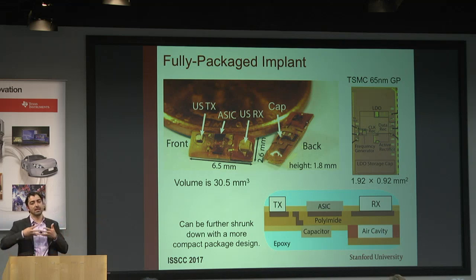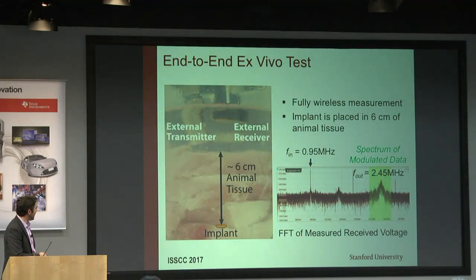On the right is what the chip looks like. This is a test in a tissue phantom. Again, we're going 6 centimeters in. Now we're getting to a range of about 6 to 8 to 10 centimeters. Most of the applications we're interested in require robust links to about 6. Some applications like bladder control want you to go about 10 centimeters in. So this is what we started looking at, 6 centimeters and above. And you can see the 2.45 megahertz output spectrum there.